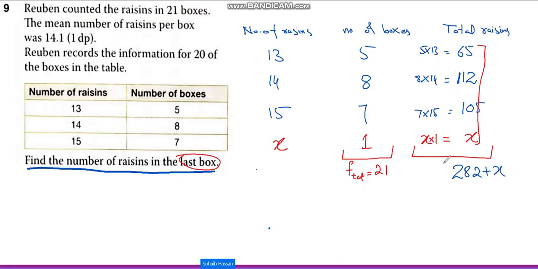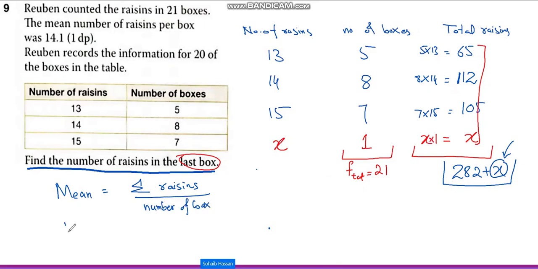It means the sum of raisins will be 282 plus x, and x is the number of raisins we don't know and we have to find it. So let's apply the formula of the mean, which says the sum of the raisins divided by the total number of boxes. So the mean is already given, which is 14.1, and we know the number of boxes is 21, and the sum of the raisins will be 282 plus x. To find x, we need to simply solve this equation.